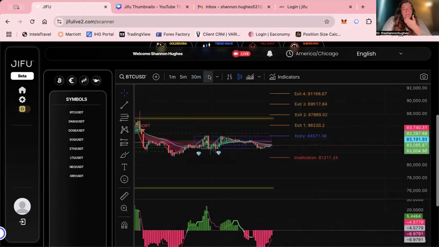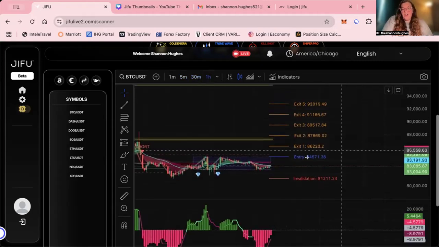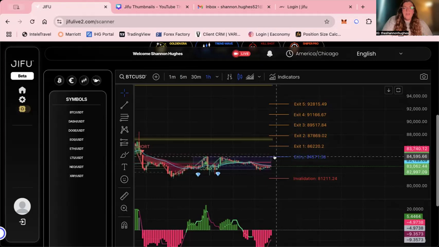Okay, let's come over here. Also calling a long, but it hasn't come up to entry yet. So you can kind of look through. Okay, it's all calling a long position. Okay, here we go. Entry is here. So you would then just decide, based on the type of trader that you are, based on how long you want to hold the trade, which time frame you're going to go ahead and take.